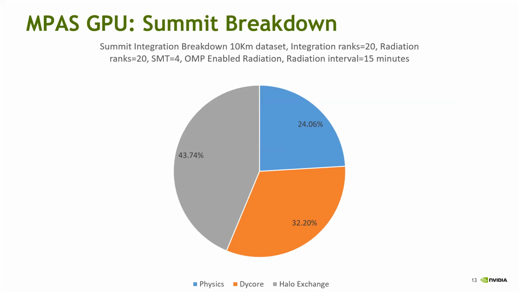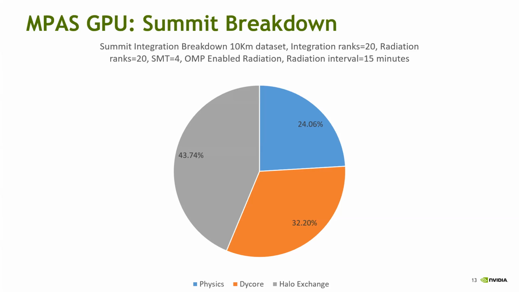And here is how it looks for the overall. When we see the scaling efficiency to be so good for all routines, we would expect the overall speedup to be significantly good. However, this pie chart shows why we don't get a much higher speedup. The reason is that the halo exchange takes 43.74% of the time. This breakdown is for a 10-kilometer data set.